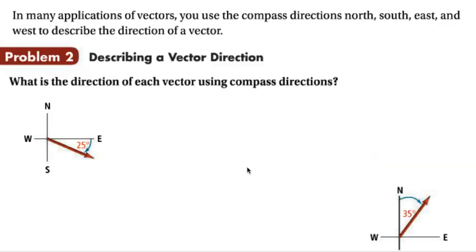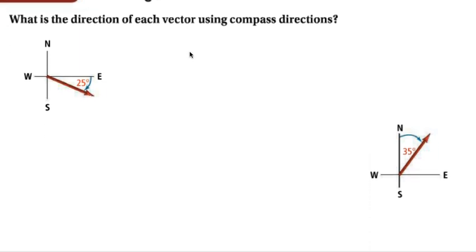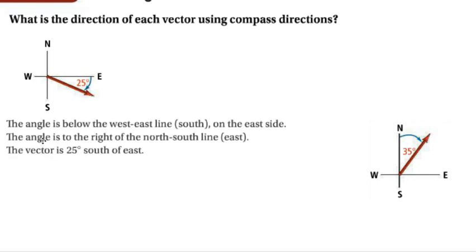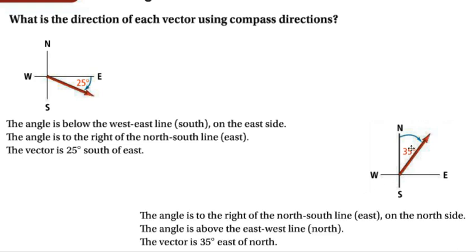In many applications, you use compass directions north, south, east, and west to describe the vector, so we're going to practice this a little bit. What is the direction of each vector using compass directions? Well, this vector right here is in quadrant 4, and it is below the east-west line, so it's to the south, and they tell us it's 25 degrees, so we say that it's 25 degrees south of the direction east. How about over here? This one's almost north, but it goes east. So this is 35 degrees east of north. Okay, so those might take a little practice to get used to how to write those.